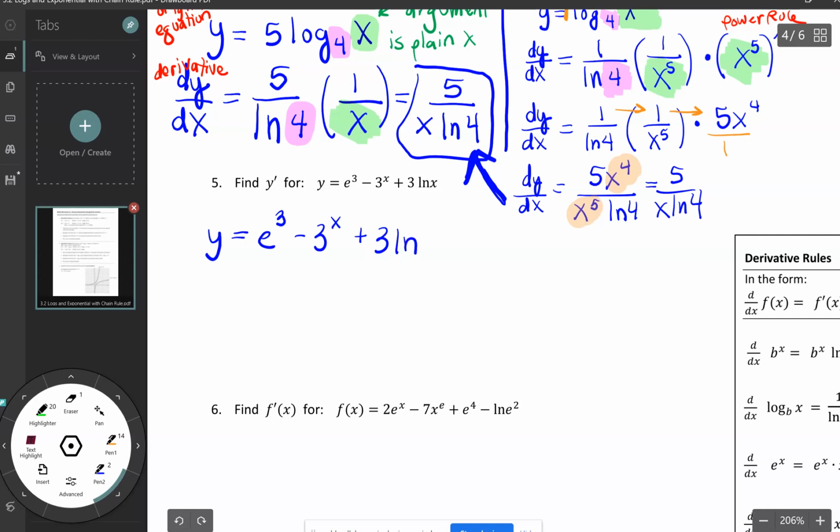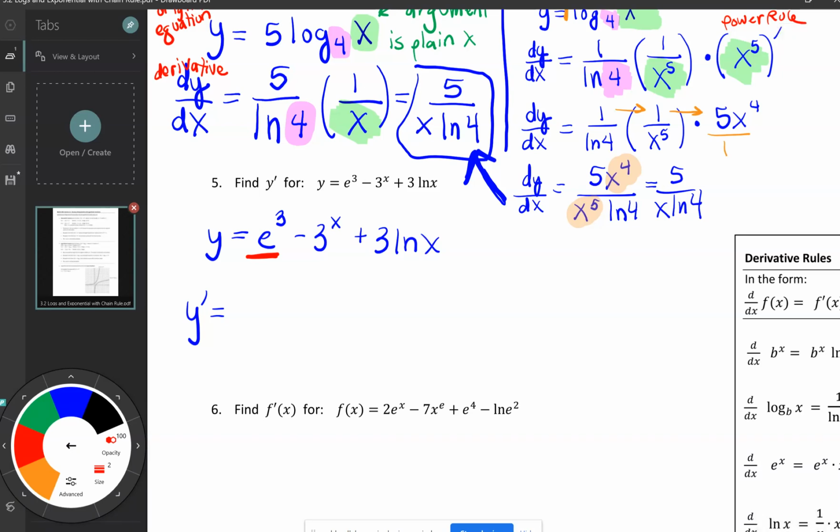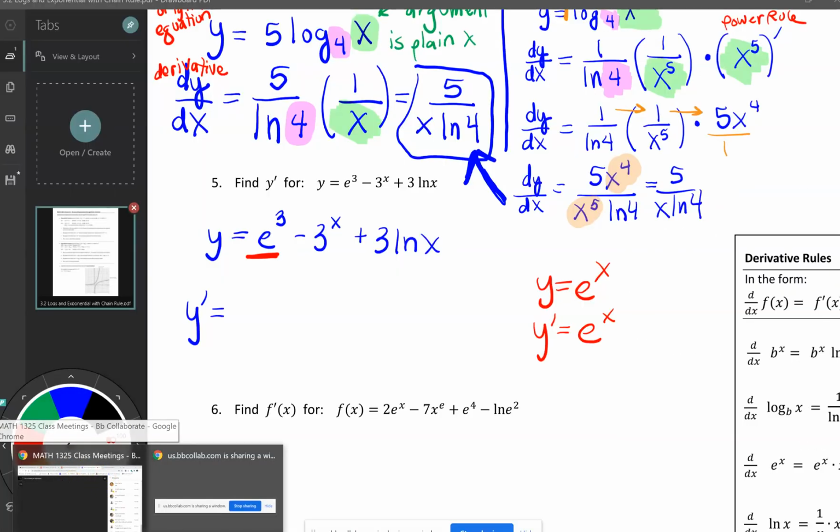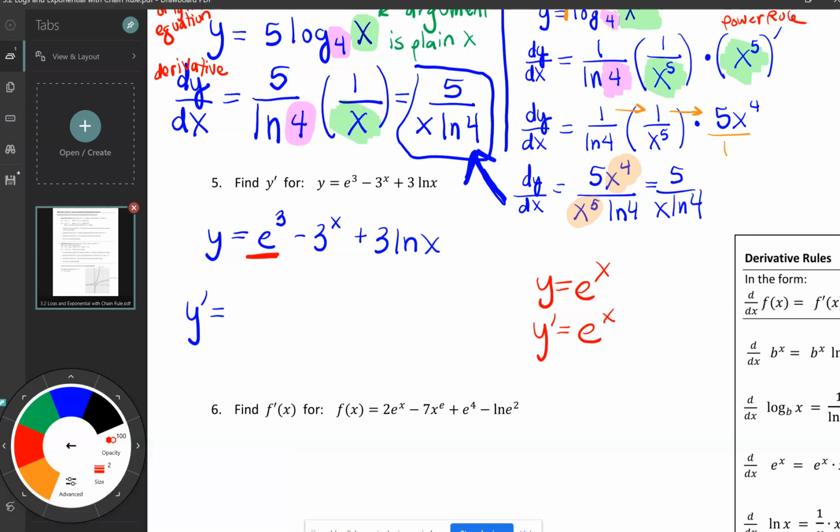It's an equation with 3 pieces. And we're going to find the derivative, and each piece could possibly follow a different rule. So let's look at the first piece here. E to the 3. Now, this is the super tempting thing I see people do. We know that if y equals e to the x, then the derivative is e to the x, right? We know that. Okay. But does that say e to the x?